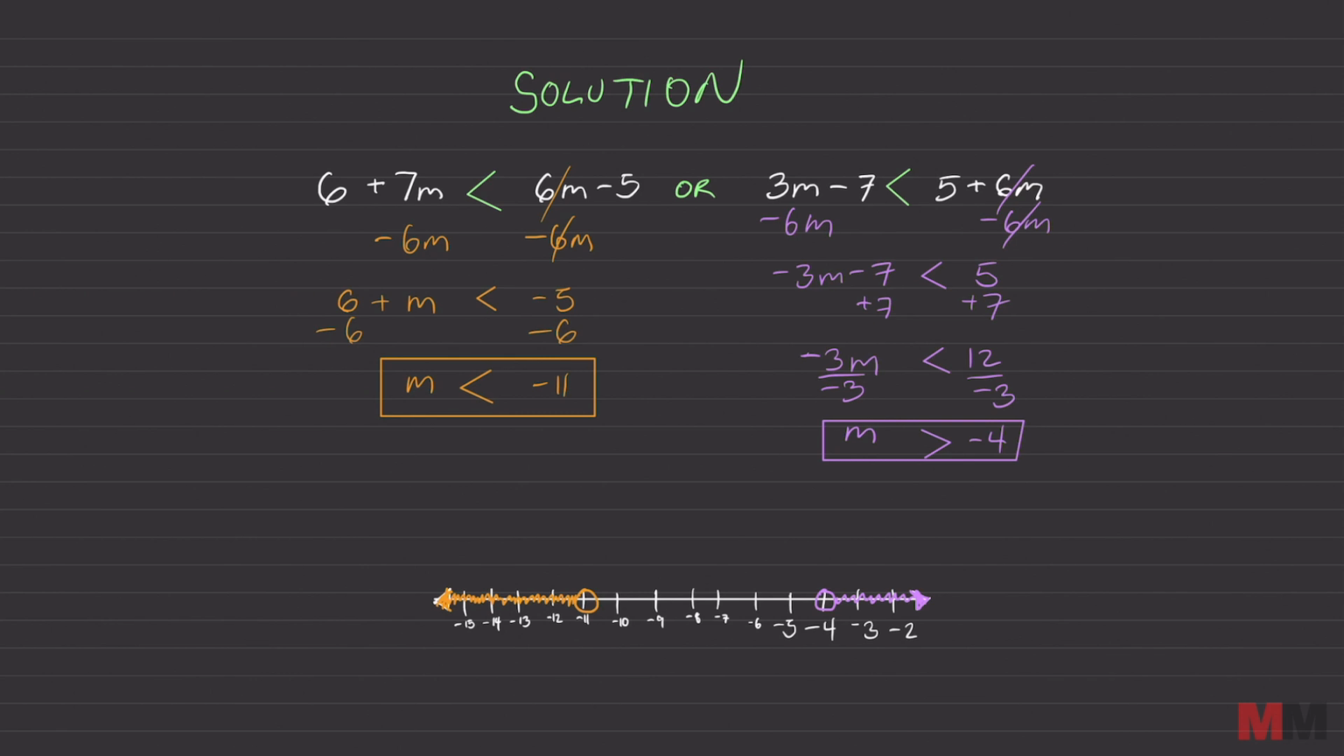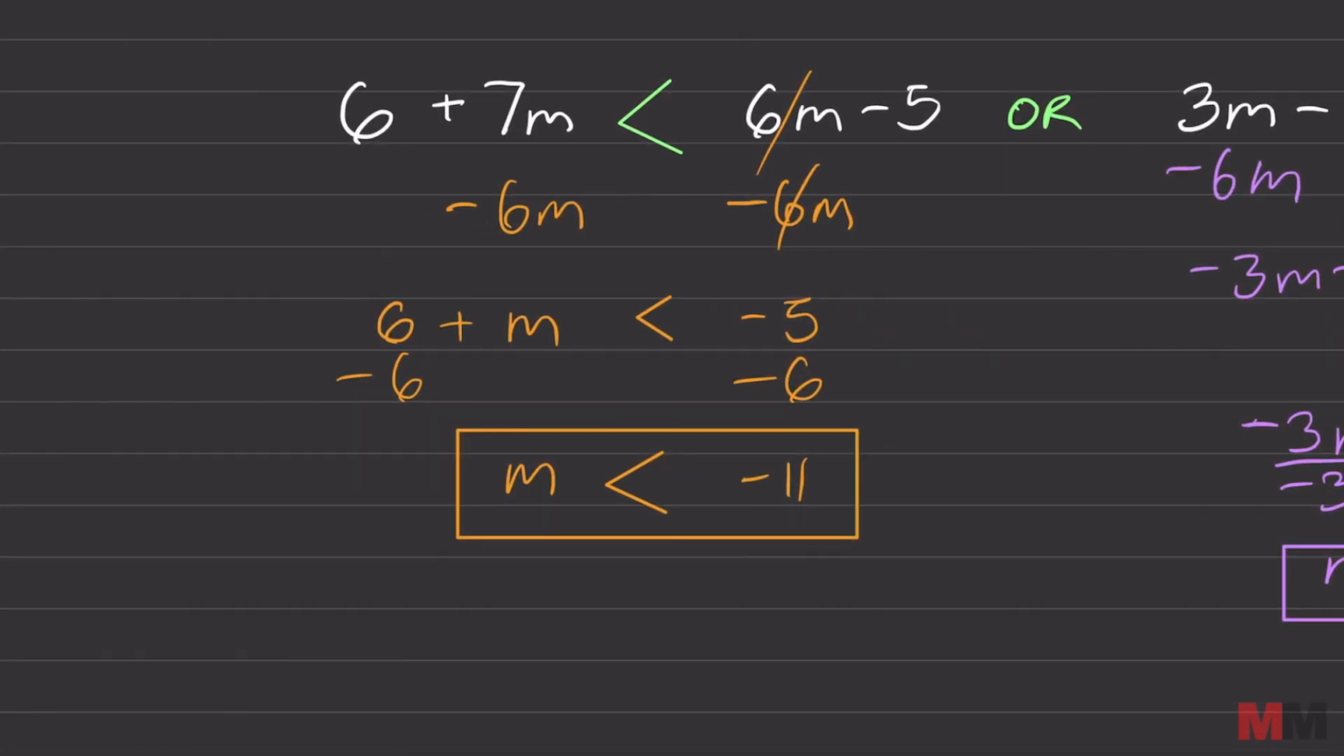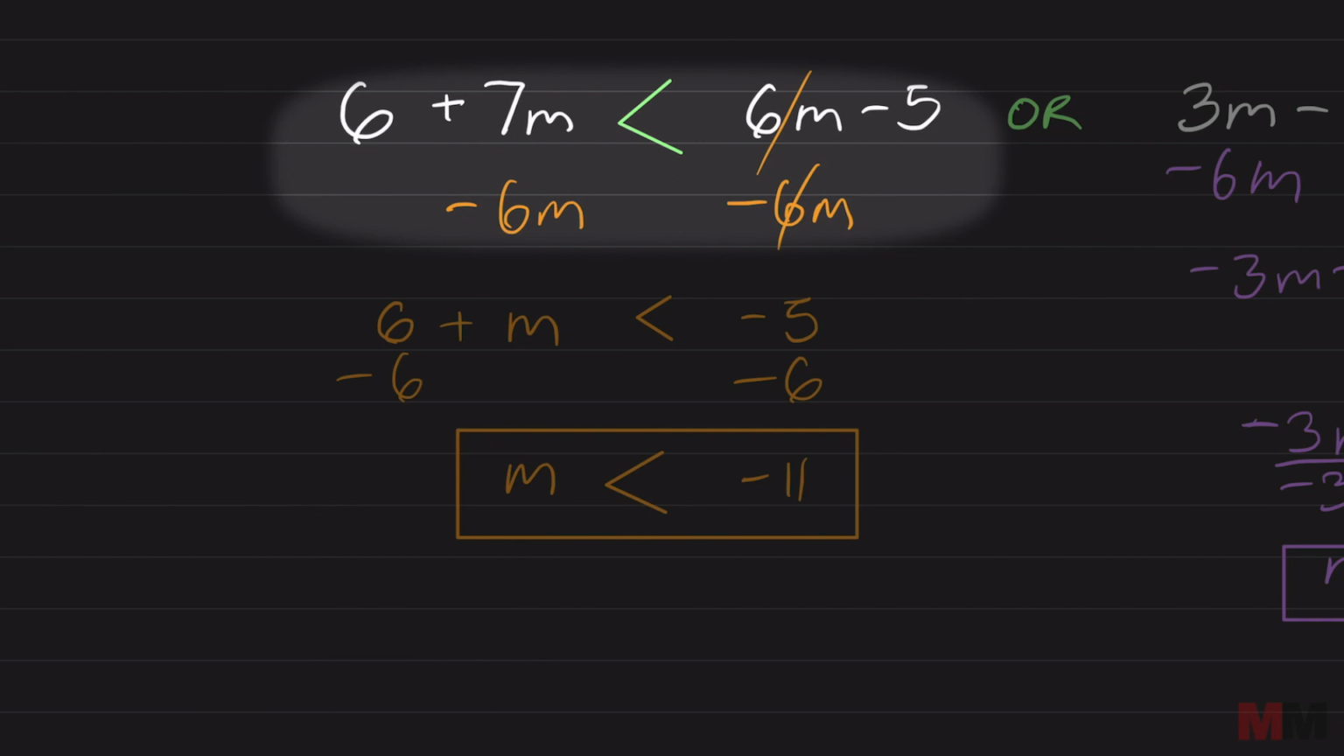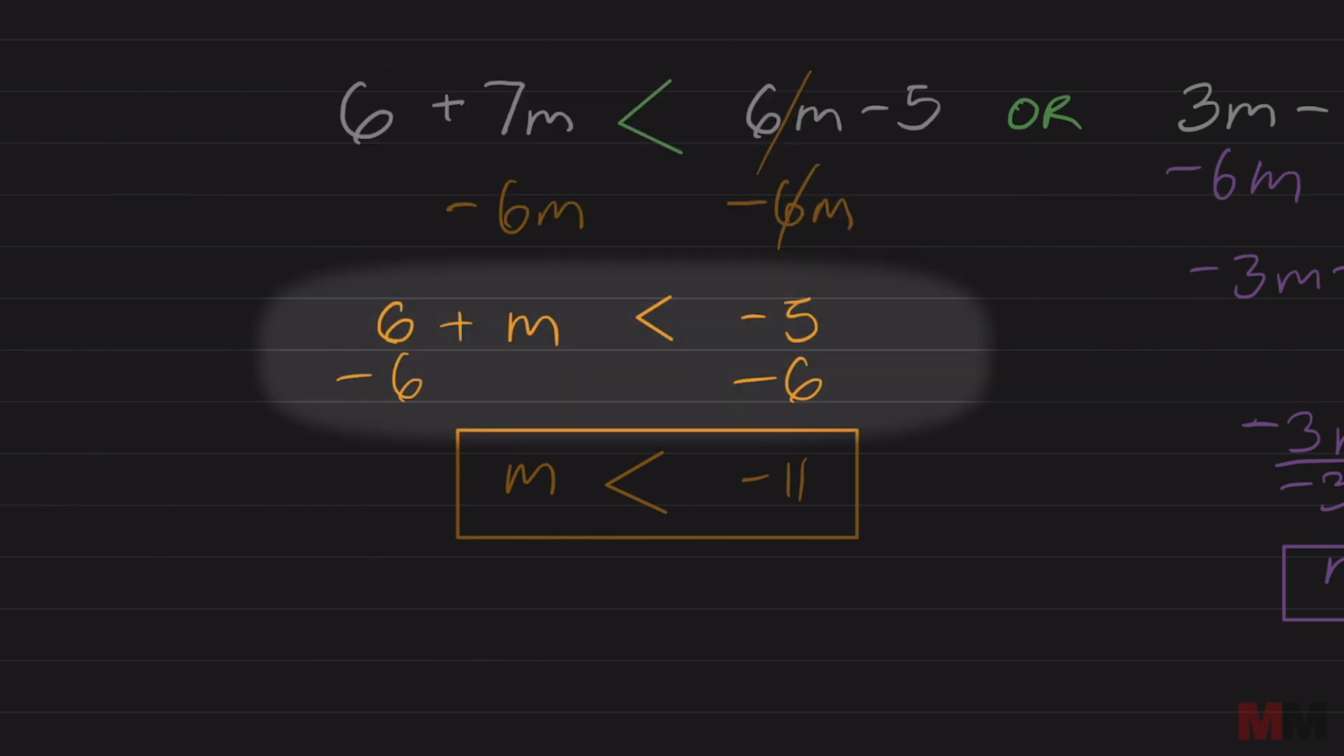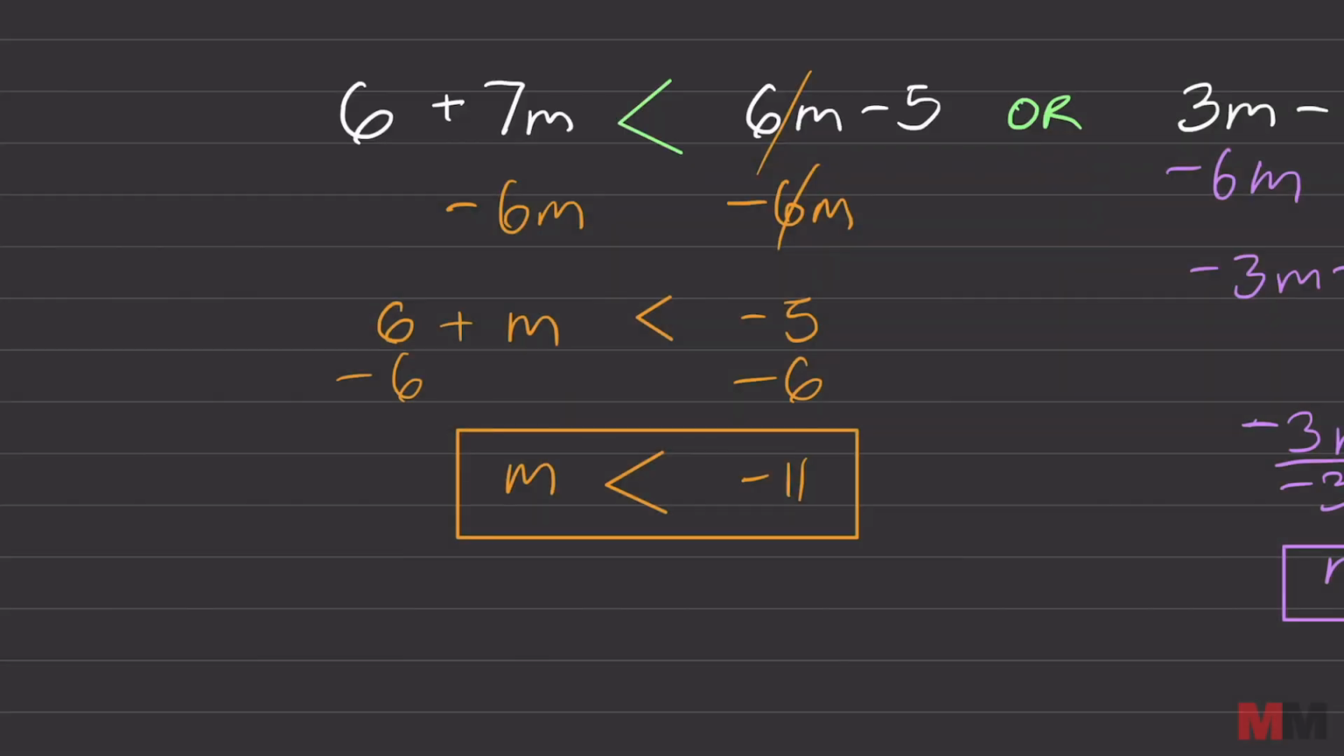Here is the solution to that problem. They are both inequalities with variables on both sides. So let's focus on the orange one first. You had to get rid of that 6m by subtracting, and then subtract 6 on both sides. That will get m by itself, and you got m is less than negative 11.